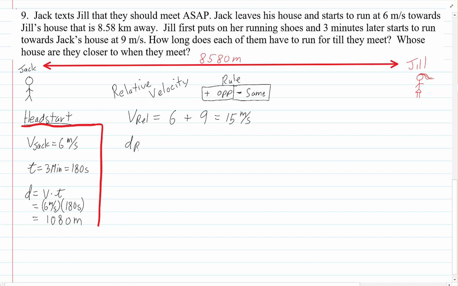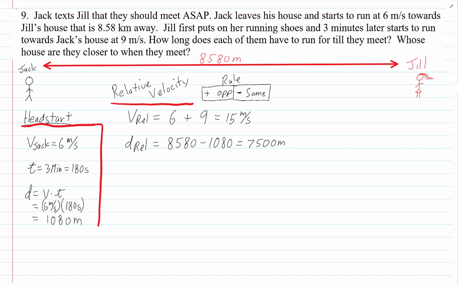The relative distance is how much distance they have to run together. Jack has cut some of that off. He has taken this 8,580 meters and reduced it by 1,080 meters. He's already run just over a kilometer before she starts to run. And that means they're now only 7,500 meters, 7.5 kilometers apart. That's the relative velocity section.